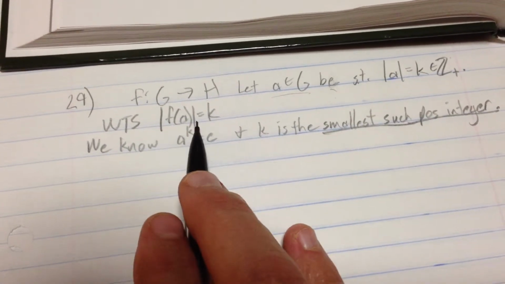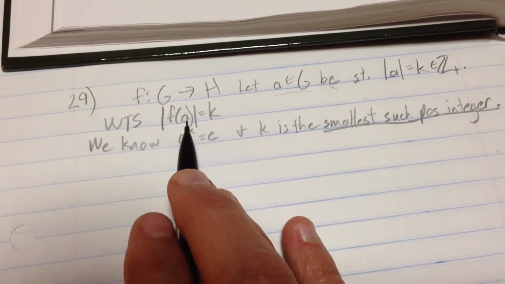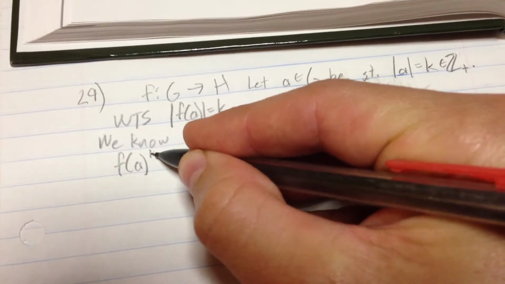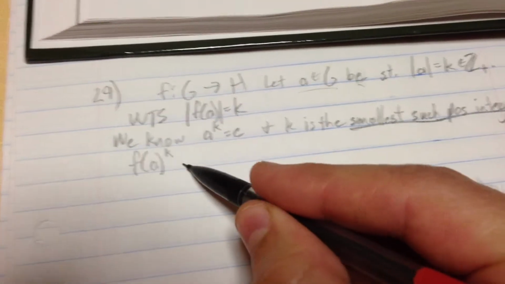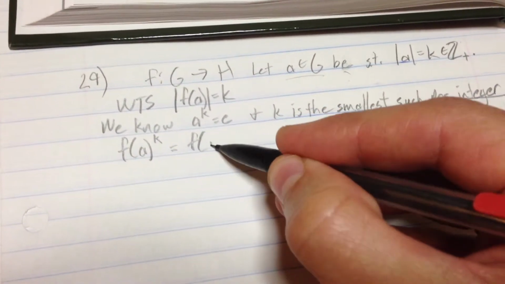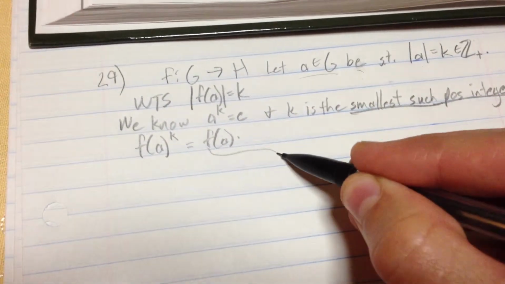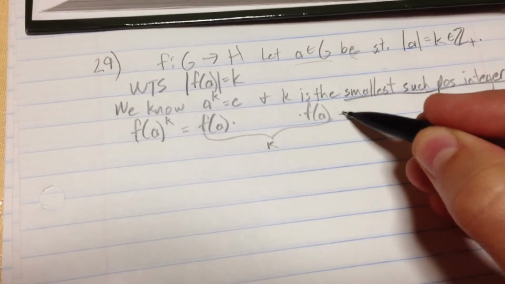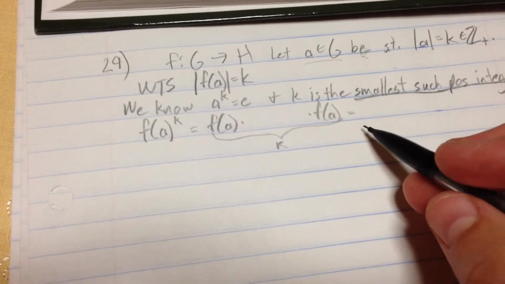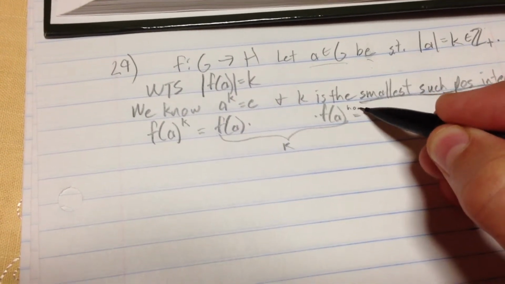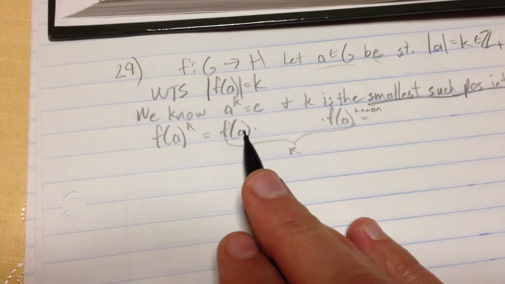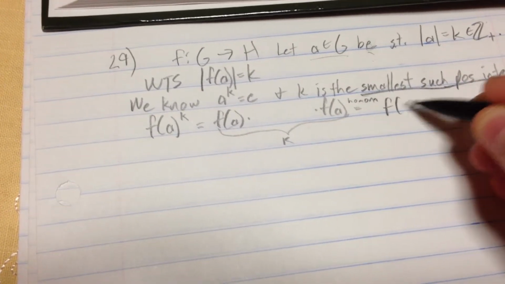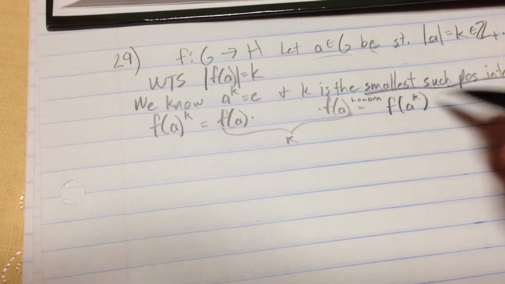Now, what do I need to show? I want to show something about the order of this, so I want to say f of A to the K. Well, here's the thing. If you have f of A to the K, that's just f of A times f of A times f of A, K many times. Since this is a homomorphism, this uses that fact. If you have f of A times f of A, that's f of A squared. So I actually have f of A to the K.